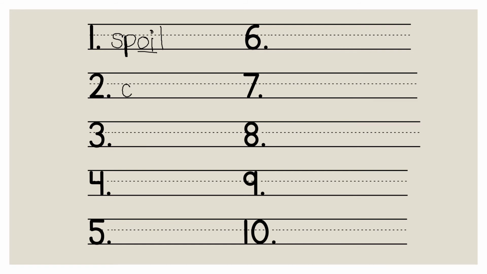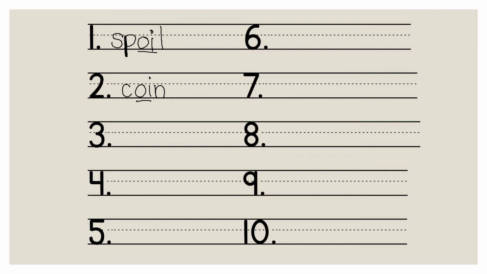Coin. Where's the oi? It's in the middle. So we're going to use OI. Oi. It's right in the middle. Coin. And what sound do you hear at the end? N. Coin. Number 3 spelling word is join.